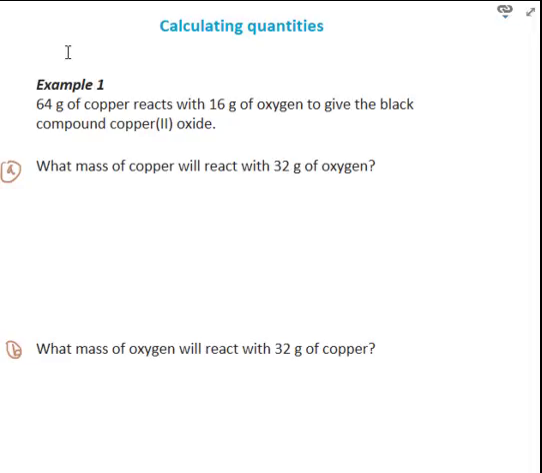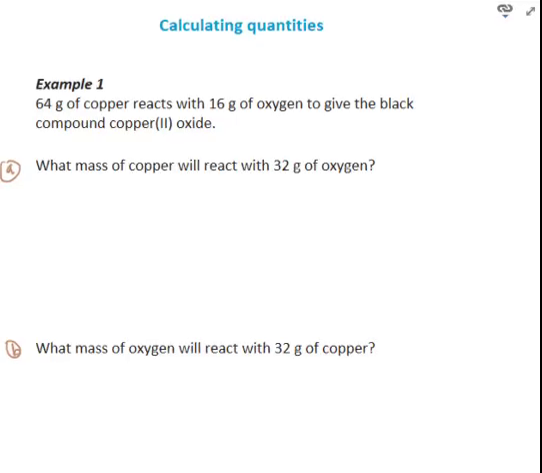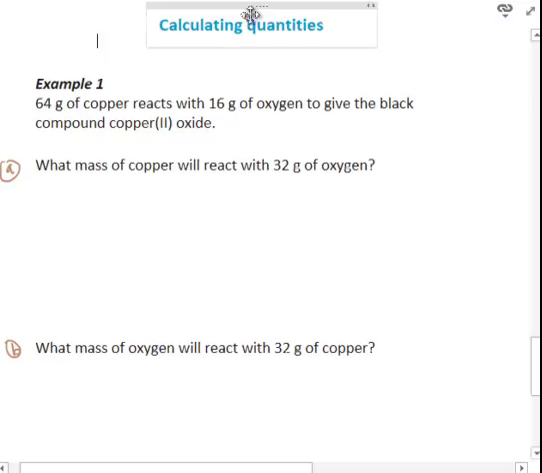So let's see how we can calculate quantities of reactants and products in any chemical reaction. When we say quantities, we're talking about how much of product or how much of reactant. And for now, we are going to be using grams. There are two ways we can measure quantities. We can measure quantities in grams. We can measure quantities of reactant or product in moles. So let's go with grams first.